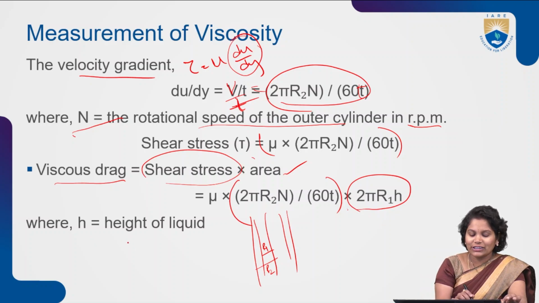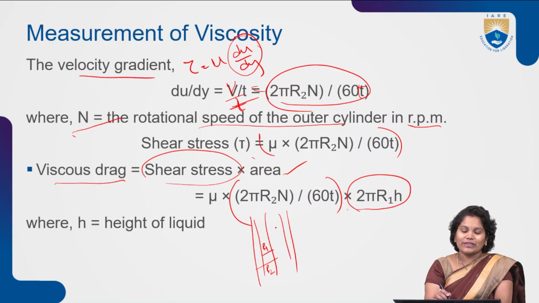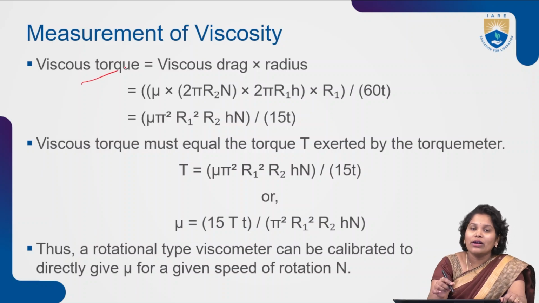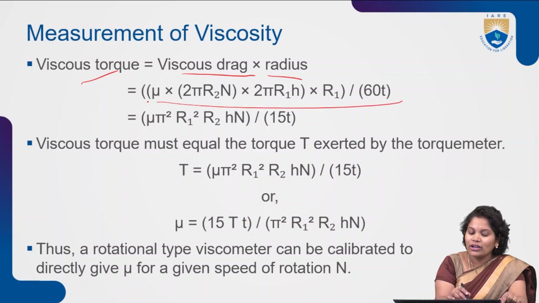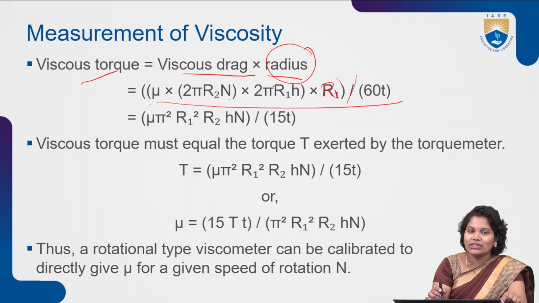We know that h is the height of the liquid in the annular space, right? So here, what is the viscous torque? Viscous drag into radius. So mu, and this complete term is already there: mu into 2 pi r2 N into 2 pi r1 h into r1. This way I am multiplying r1 by 60. It already exists in the previous equation, right? So in this equation I am writing all together.